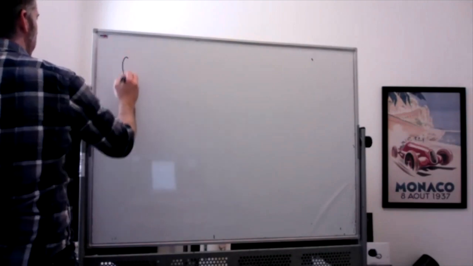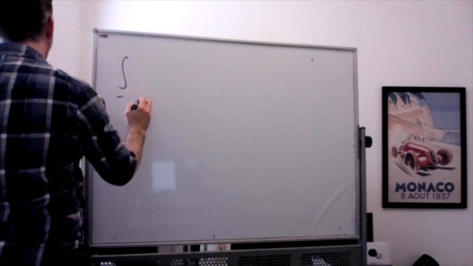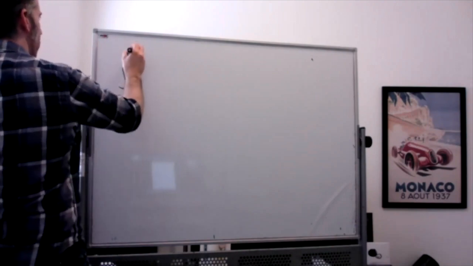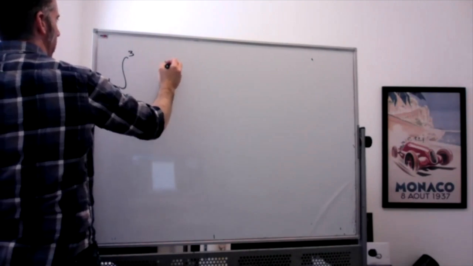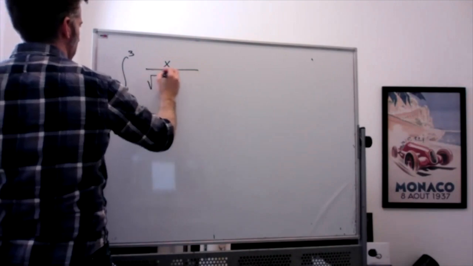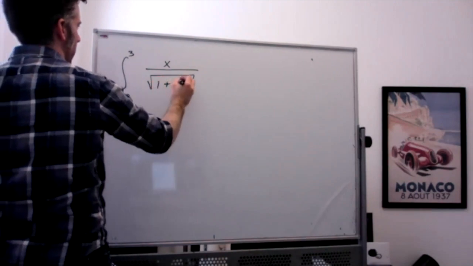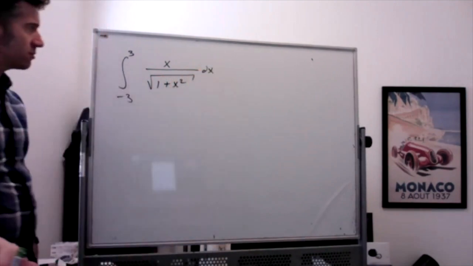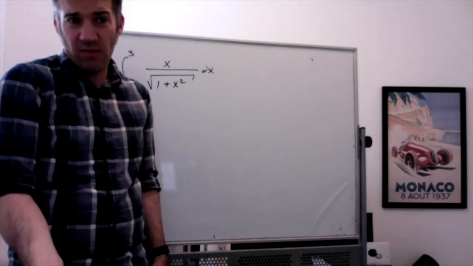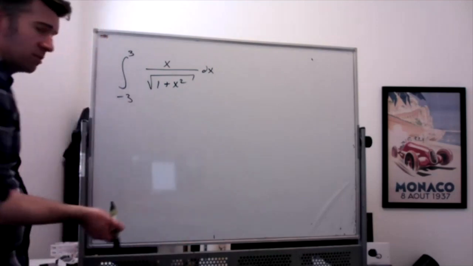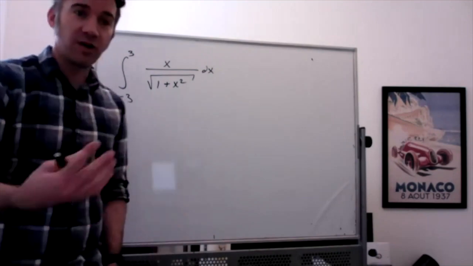Let's say we have the integral from negative 3 to 3 of x over the square root of, okay. Here's an integral we can totally do. We have to do a u sub though. So what's our choice for u? In fact, let me ask you guys for real, not just asking so I can answer my own question. What would be a good choice for u here?